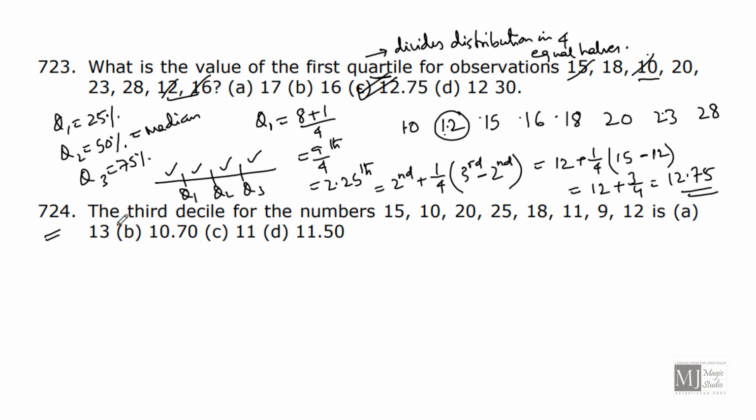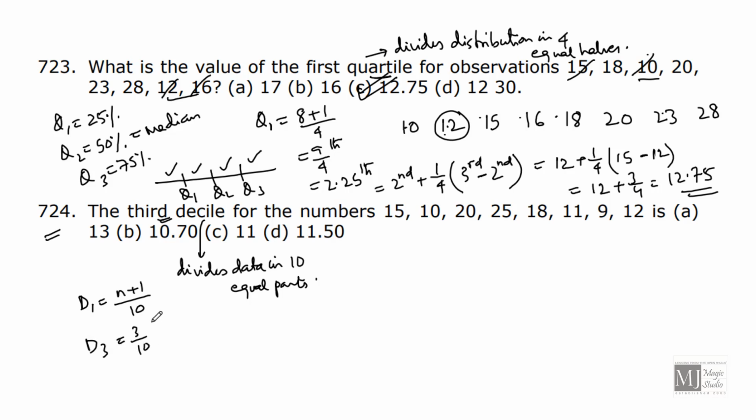The third decile for the following number is, now what do we mean by decile? It divides data in 10 equal parts. D1 would be given by n plus 1 by 10. We need to find the third decile. Then the third decile formula would be 3 by 10 into n plus 1th element from left to right, because we are arranging data in ascending order.